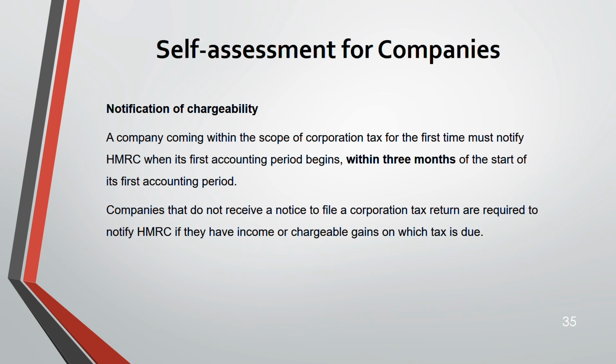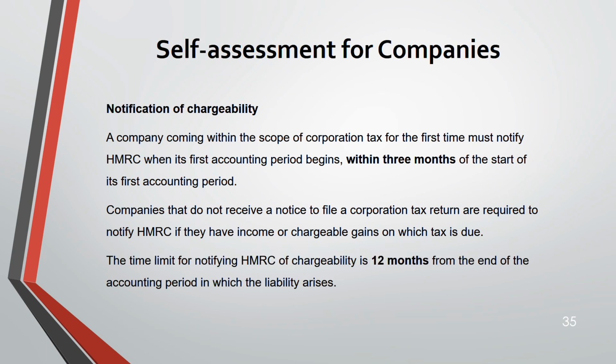Companies that do not receive a notice to file a corporation tax return are required to notify HMRC if they have any income or chargeable gains on which tax is due, even if they don't receive that notice to file a tax return. They have to notify HMRC that they are chargeable to income or chargeable gains. The time limit is 12 months from the end of the accounting period in which that liability arises. A standard penalty may be imposed for failure to notify HMRC that you are chargeable.